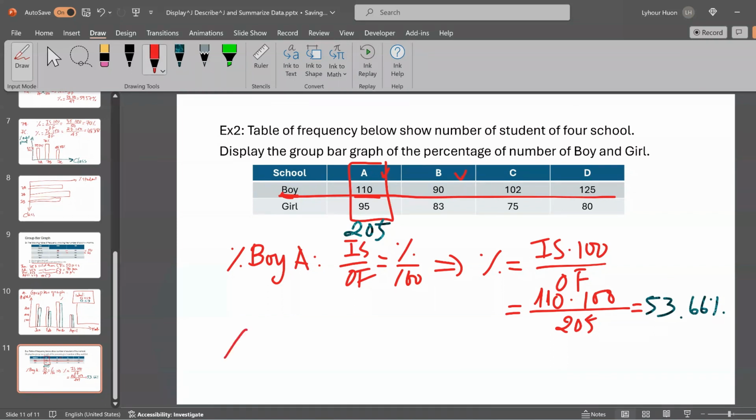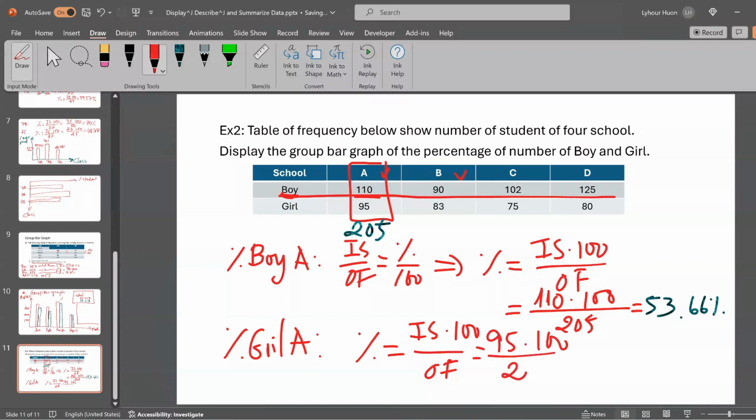How about the number of girls for school A? We will use the same formula. So the percentage equals is times 100 divided by of: 95 times 100 divided by 205 equals 46.34. That's 46.34.